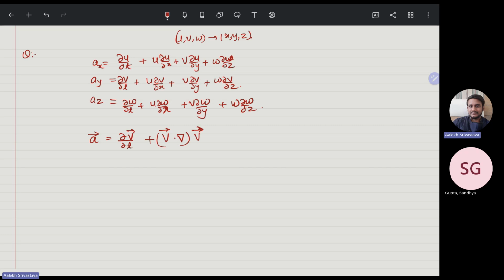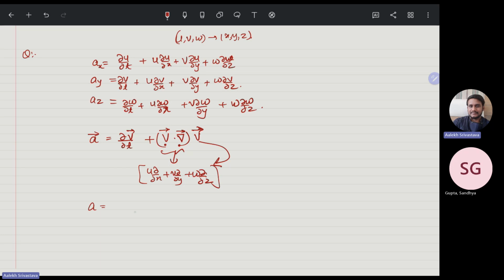If you just expand this, you will see that this term is a dot product. This is a divergence, and this is a dot product. So particularly if we avoid the v, this term will give u del by dx plus v del by dy plus w del by dz. And because it's a vector quantity, it will multiply with i, j, k cap, and you will solve this.